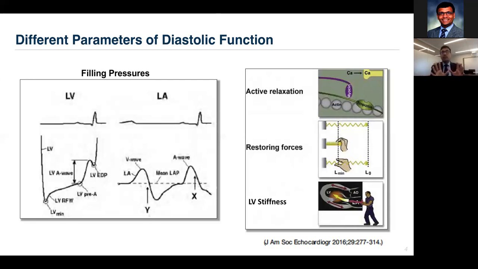So this concept is very important when you're comparing different measurements. And in the guidelines, typically when you are assessing the ability to measure filling pressure, you want to concentrate upon the left ventricular pre-A pressure or the left atrial mean pressure or the pulmonary capillary wedge mean pressure.